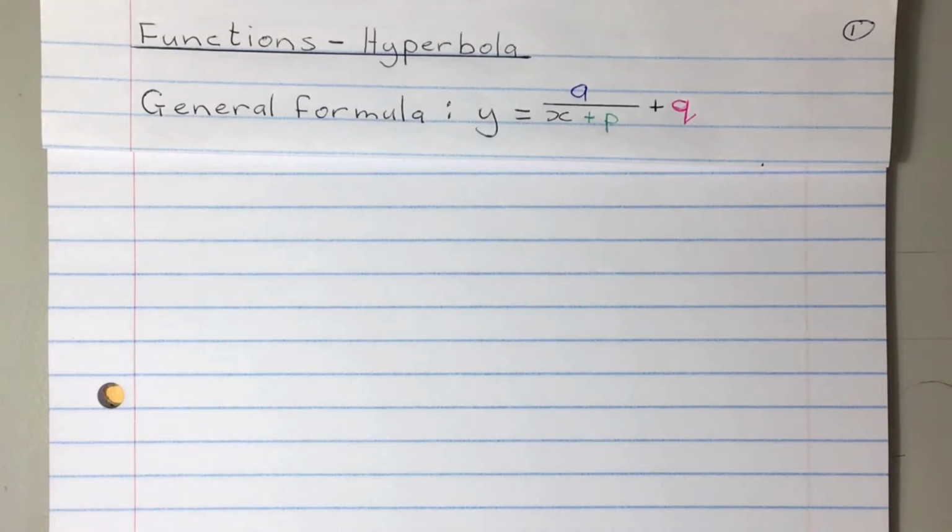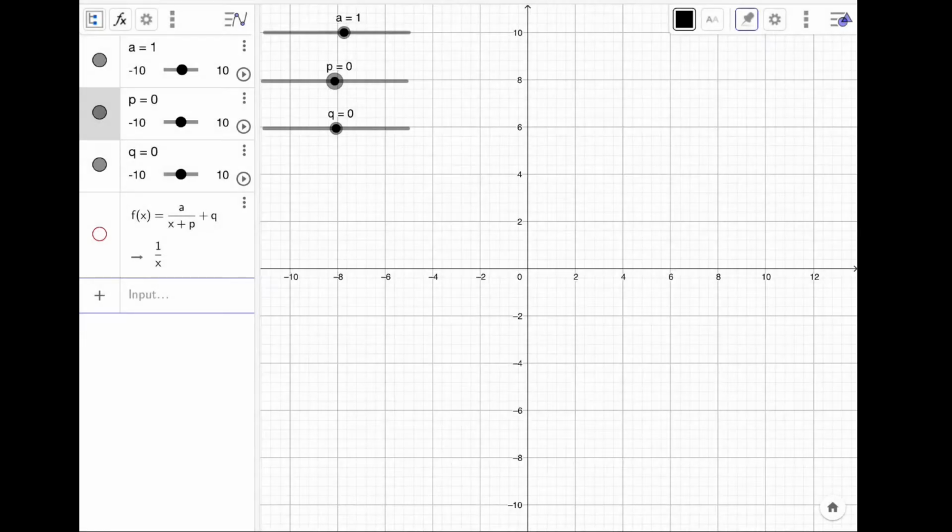Now before we carry on and look at our hyperbola, let's go to Geogebra to see what the effects of a, p and q are on our graph. If you look on the graph at the top here, you can see we've got a slider with a is equal to 1. To the left, you can see we've got f of x is equal to the general formula for our hyperbola. With our current values, our formula is 1 over x, because a in our slider is equal to 1, p is equal to 0, and q is equal to 0.